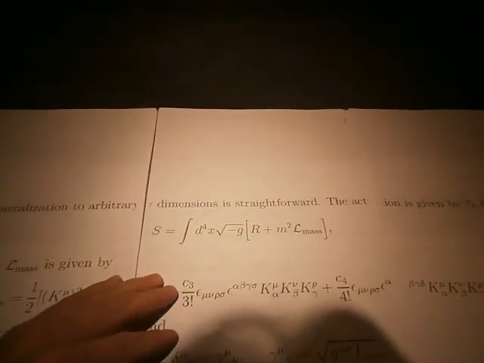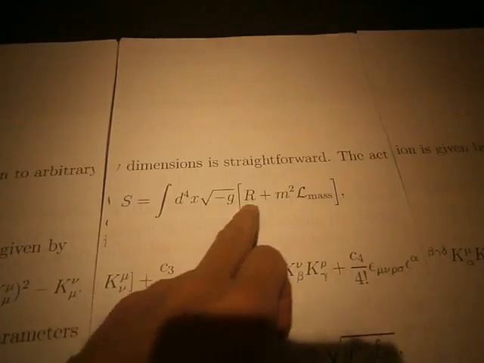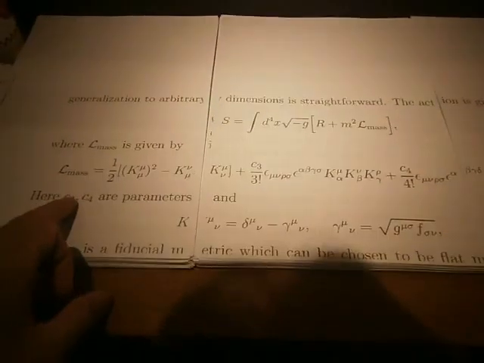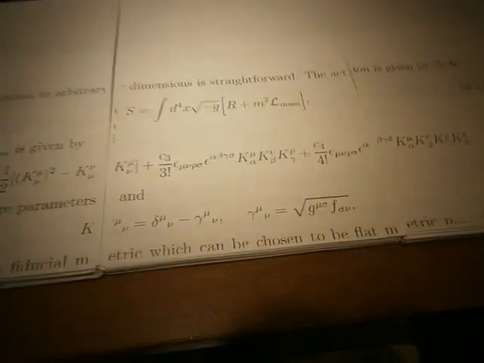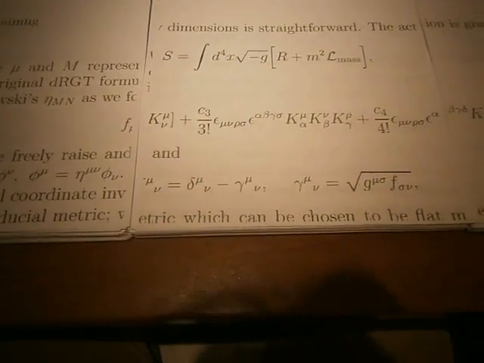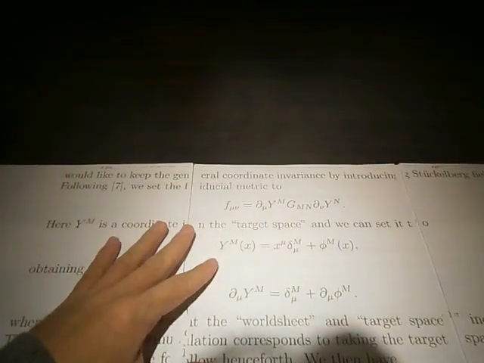Generalization with the dimension, the straightforward action given S. What's the filter? L mass is given by L mass is C3, C4 propagator and K with the final choose X. The worker would keep the general coordinate invariance, introduce a Stueckelberg field and following the physics and finding metric.